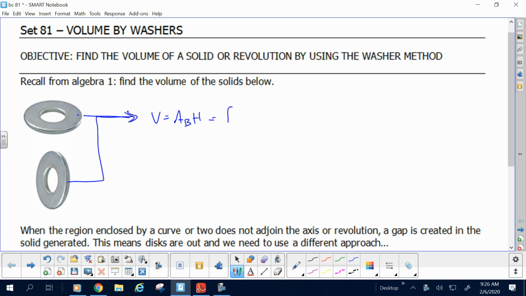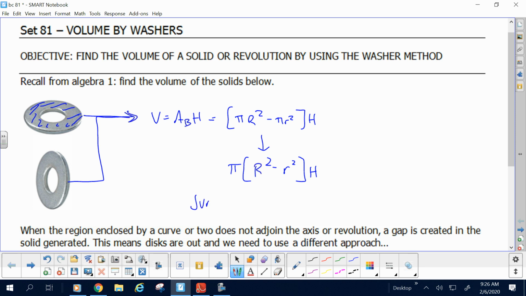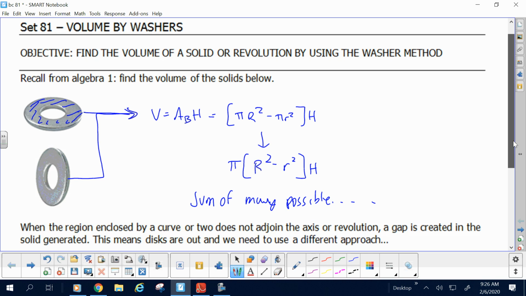But the area of the base, how would you find the area of the base? Big circle, I'll call it pi big R squared, minus little circle. And then you multiply by height. And I suppose, given that they both have a pi, you could factor a pi out in front and an h out in back, and that would be fine. Now, if you had lots of washers, the sum of many also is possible. And that's where today's lesson begins.